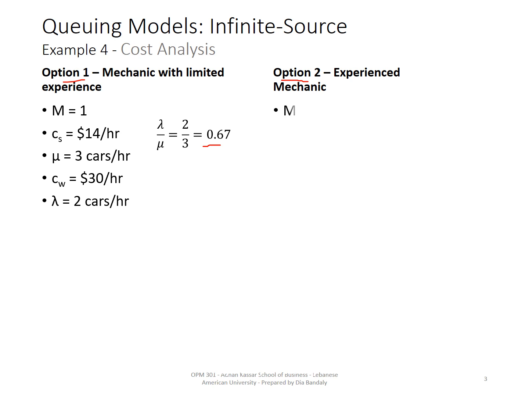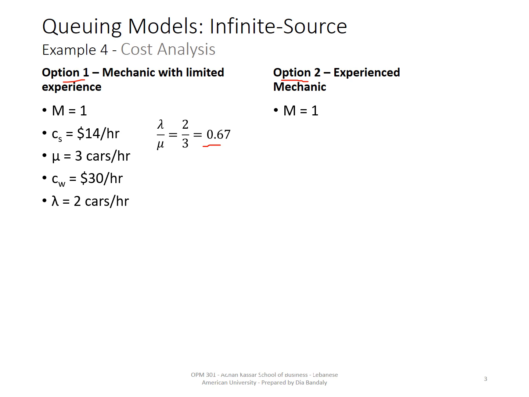In option 2, also m is equal to 1. Is it always necessary to compare two options that have the same number of servers? Of course not. We can always compare a situation where we have one server here, two servers there, or two servers here, three servers there. It doesn't matter. We can do whatever we want. It's exactly the same logic.